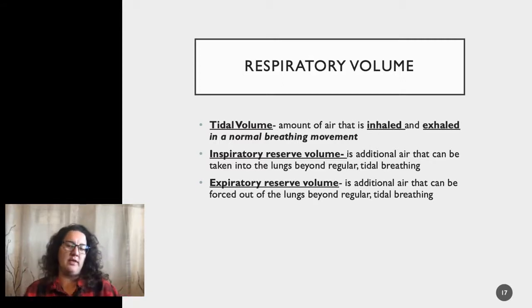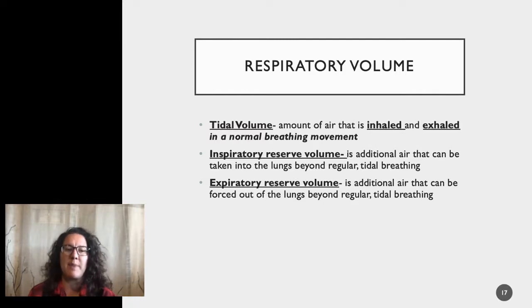We have an inspiratory reserve volume, which is additional air that can be taken into the lungs beyond regular tidal breathing. Now imagine you're going to be holding your breath underwater, so you practice: take a really big breath and hold it in. This is more than the normal amount that you would ever inhale on a normal breath, so it's our inspiratory reserve volume.